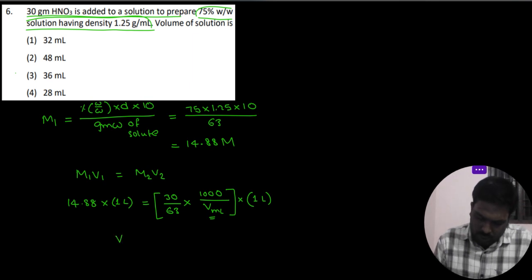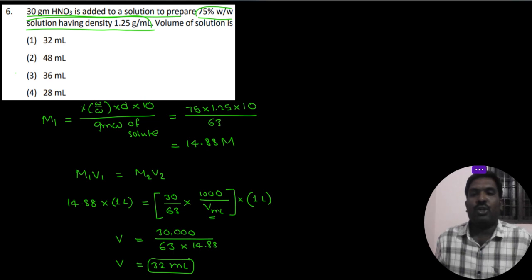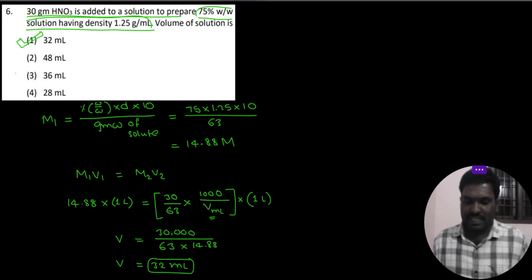Then volume of solution in ml equals 30 into 1000, 30,000, by 63 into 14.88. If we simplify this, we will get 32 milliliter. This is the volume of solution. So then what is the answer? 32 ml. Which option is the right answer? Option 1 is the right answer, 32 ml. This is the process.